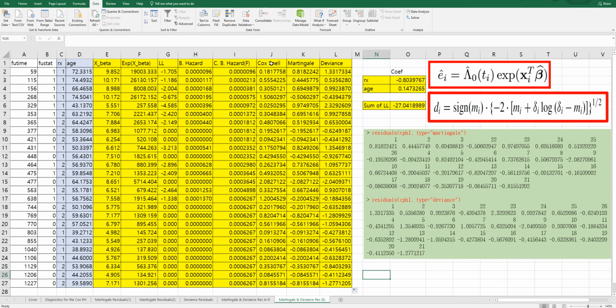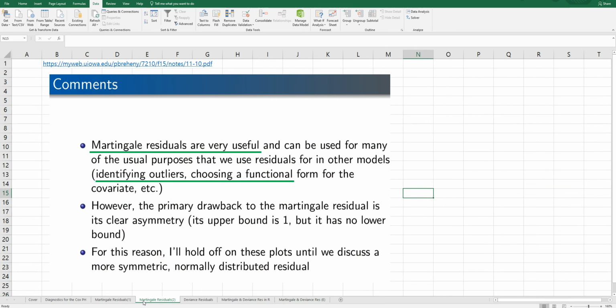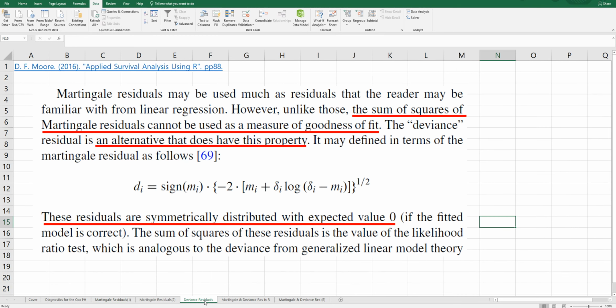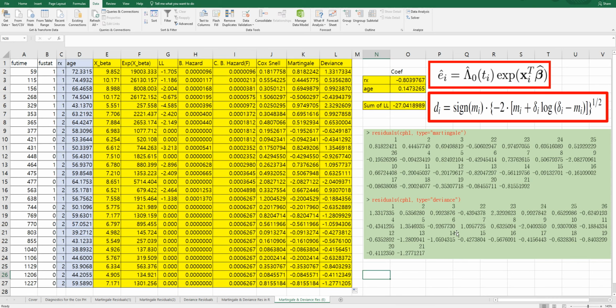So I showed you how to get Martingale residual and Deviance residual in Excel. In summary, Martingale residual is the difference between the observed value of the subject's failure indicator and its expected value. So Martingale residual is the event minus Cox-Snell, and Deviance residual is to make the Martingale residual symmetric, to have a symmetric distribution, right?